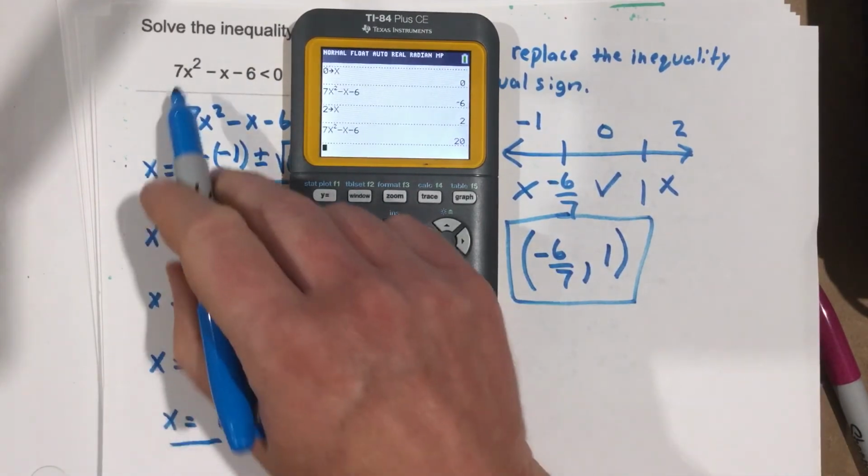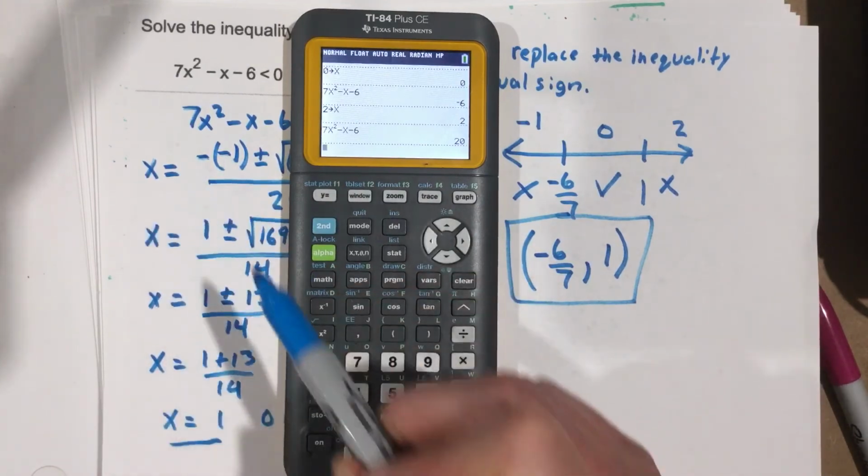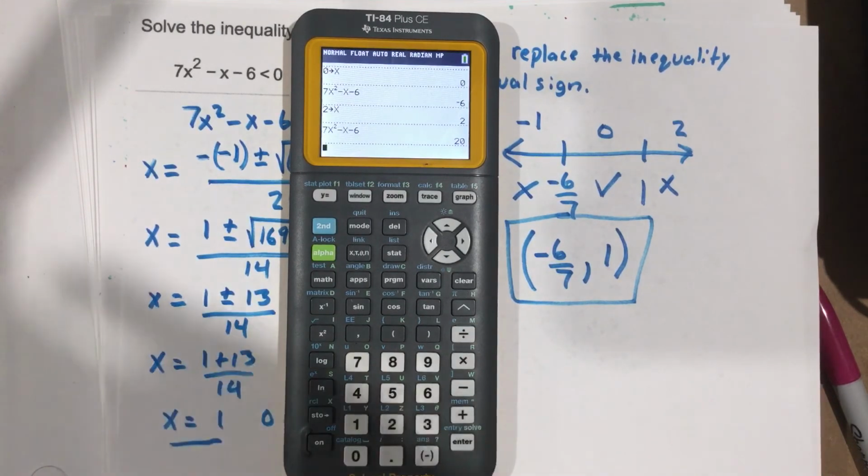So because this is an upward facing parabola, our solution is going to lie between the x-axis and the function, kind of on the inside part of it. And it's going to be between negative 6/7, which is one root, and 1, which is the other root.